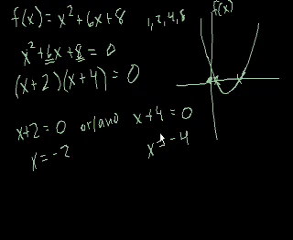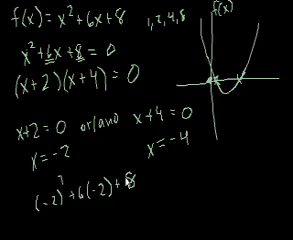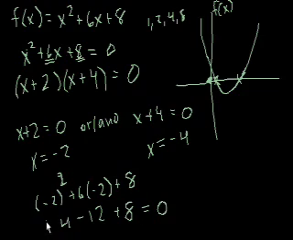And if we substitute either of these into the original equation, we'll see that it works. So let's just try it with minus 2, and I'll leave minus 4 up to you. So minus 2 squared plus 6 times minus 2 plus 8. Minus 2 squared is 4, minus 12, 6 times minus 2, plus 8. And sure enough, that equals 0. And if you did the same thing with negative 4, you'd also see that that works.